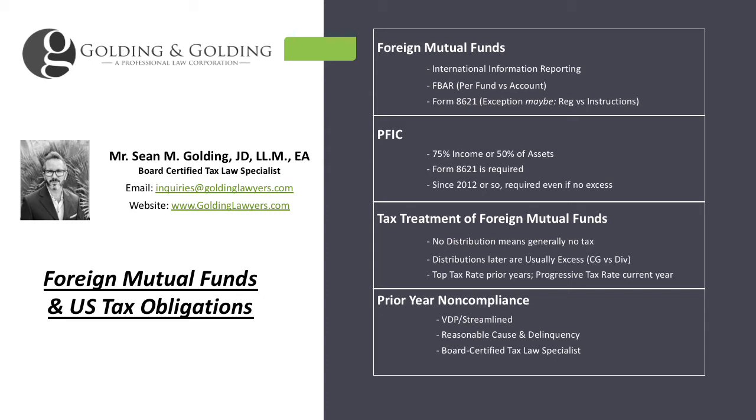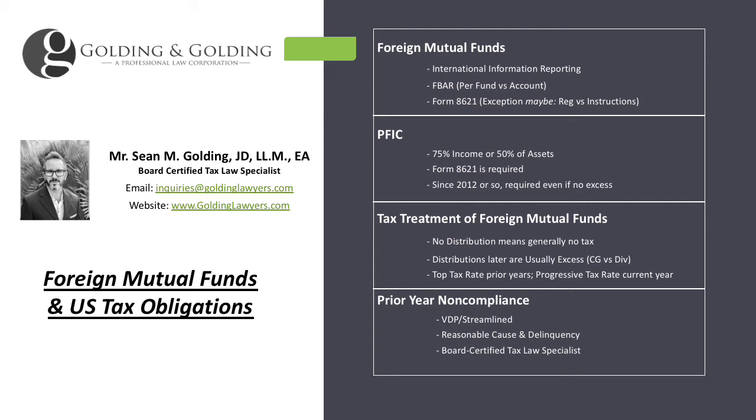Now, prior to 2012 or 2013, I always forget off the top of my head, I think it's 2012, you only had to file the 8621 normally if you had what's called an excess distribution. You redeemed the mutual fund, or you had dividends, for example, that when averaged exceeded 125% of the 3 prior years, or less if you held the PFIC for less. But starting in the 2012 tax return, you have to file it even if you have no excess distributions, unless the exception qualifies. There's a few other exceptions as well, but the 25,000, 50,000 is the main one.